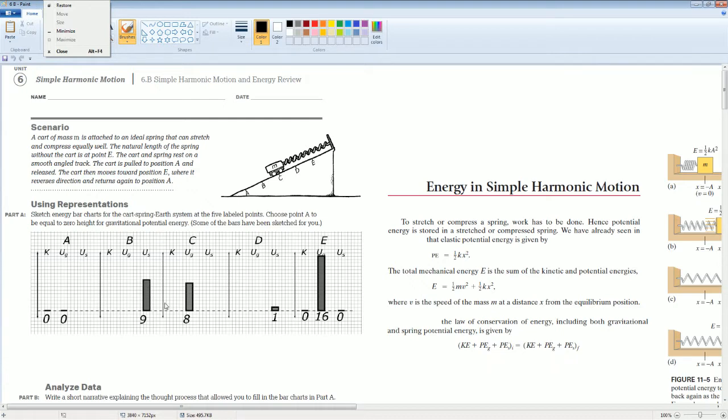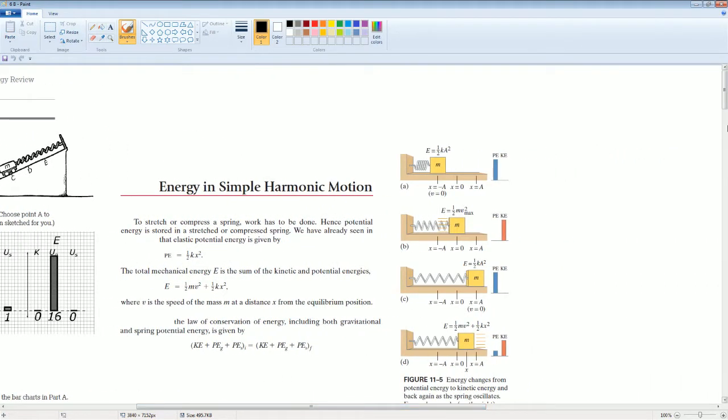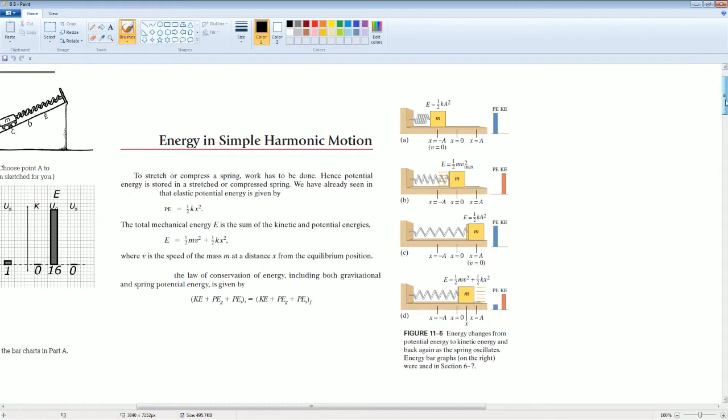Okay? So to do this, we would have to look at the energy in simple harmonic motion. And I would like to show you what's in your book for your notes. Here's the scenario. To stretch or compress a spring, work has to be done. Please understand that work has to be put into the system.